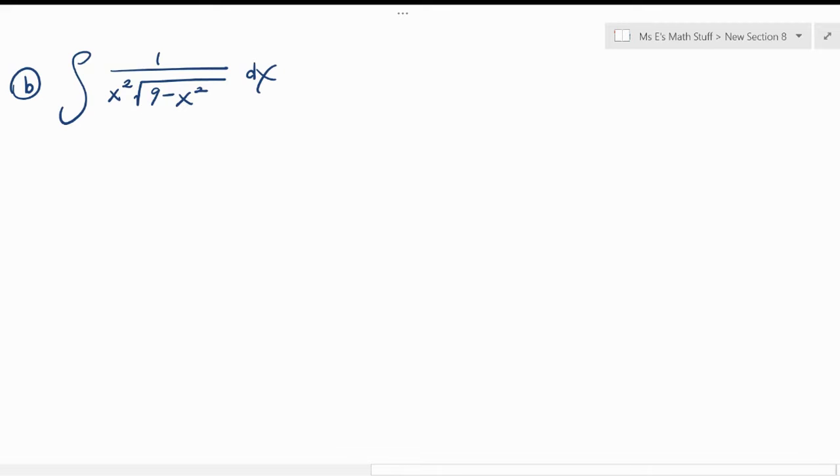So first thing you want to do is just look at the integrand and notice that it has a square root of the form a squared minus u squared, and don't worry too much about the rest of the stuff. So in this case, we would let u, which is x, equal a, which is 3 times sine theta. And then dx, my friends, would be 3 times cosine theta d theta.